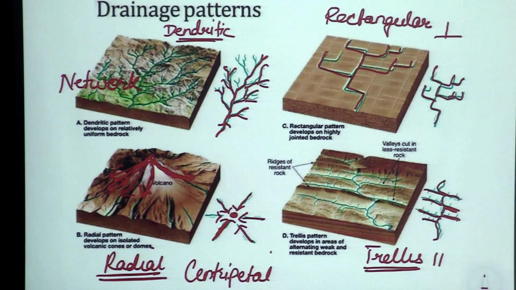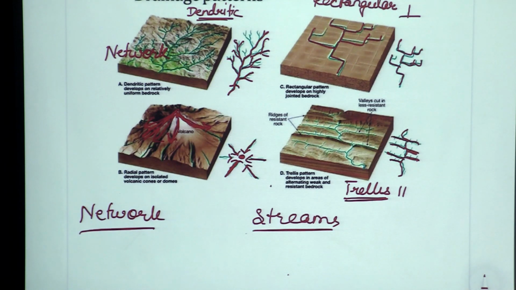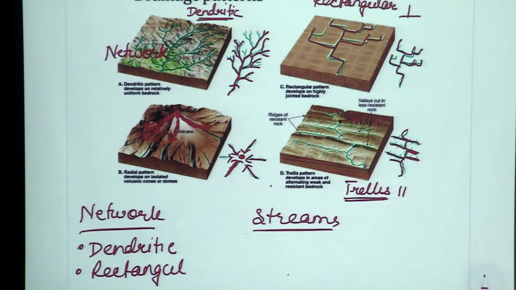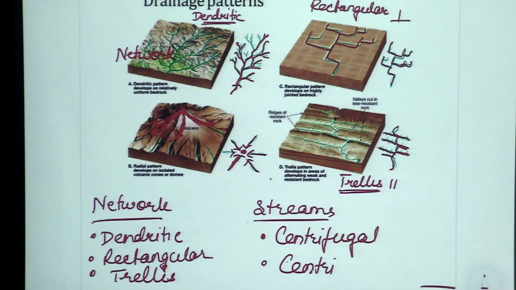How do I distinguish between different types of drainage pattern in the country? You have to understand it with 2 important things: for network and for streams. For network, you can have dendritic, rectangular and trellis. For individual stream, you will have centrifugal, centripetal.